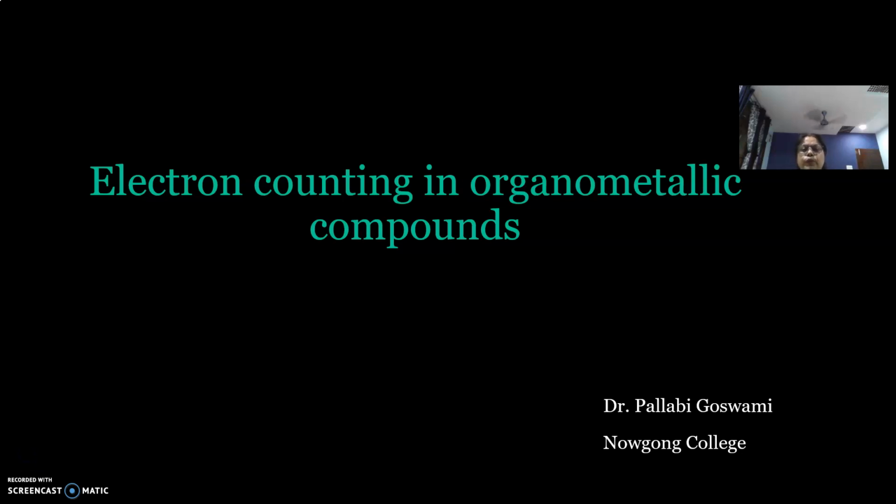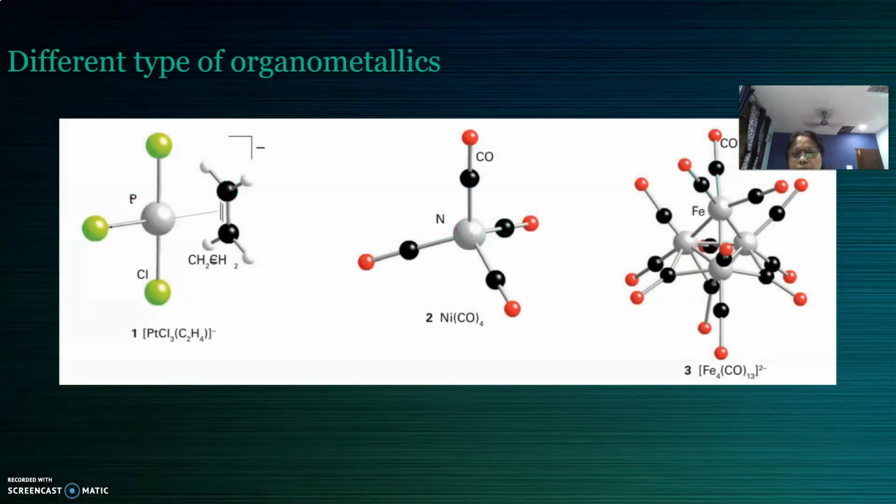Dear students, today we want to go through the topic electron counting in organometallic compounds. Organometallic compounds are compounds where there is a direct metal to carbon bond. That means there will be a central metal atom connected with a number of ligands through coordinate covalent bonds, and the ligands must have a carbon atom which donates its electron pair to the metal atom. So if there is a direct metal to carbon bond, then there will be an organometallic compound formation.